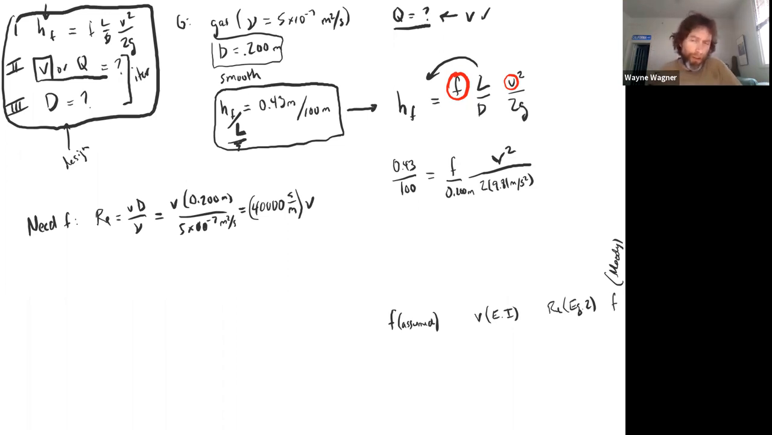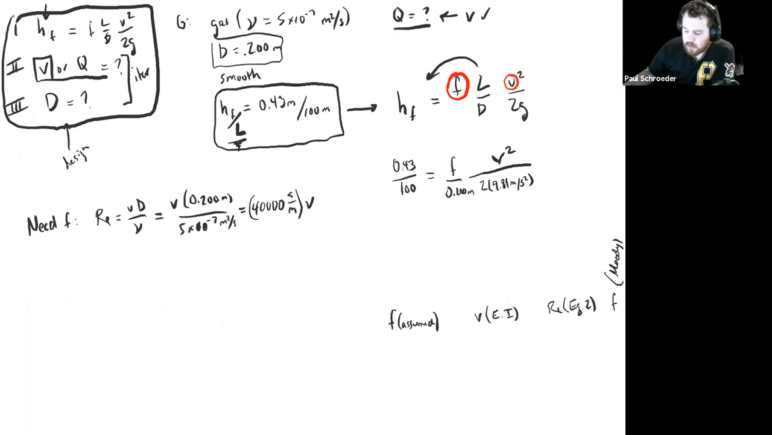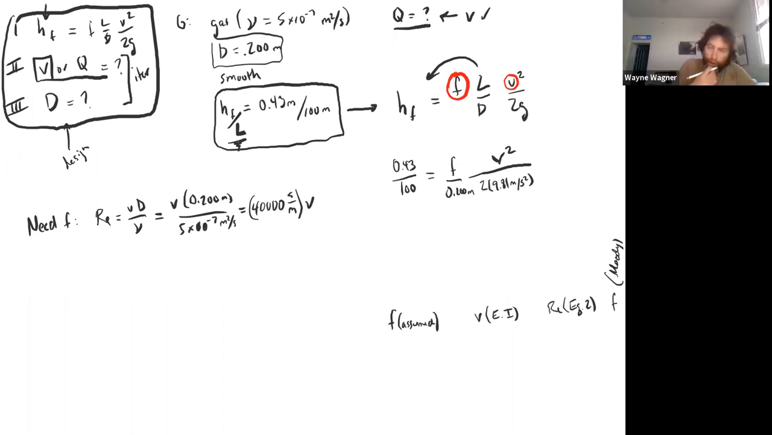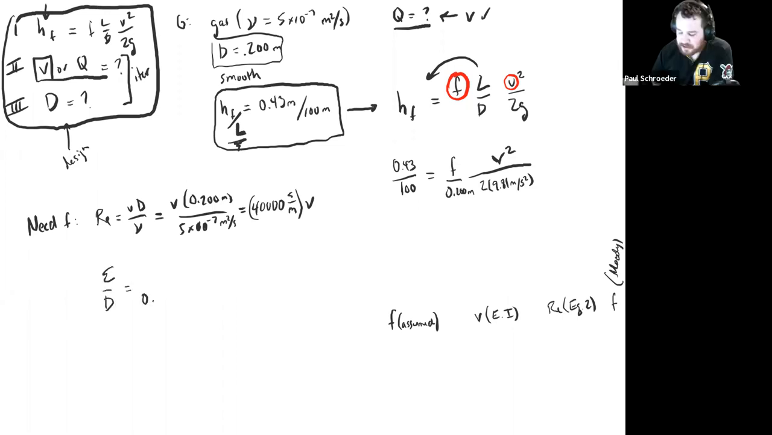Can we get the vertical axis? Well, we know that it's smooth and we know the D, so we should be able to get the relative roughness. So what is smooth? What do you think smooth is for the roughness elements? I don't know, 0? Assume it's equivalent to 0?